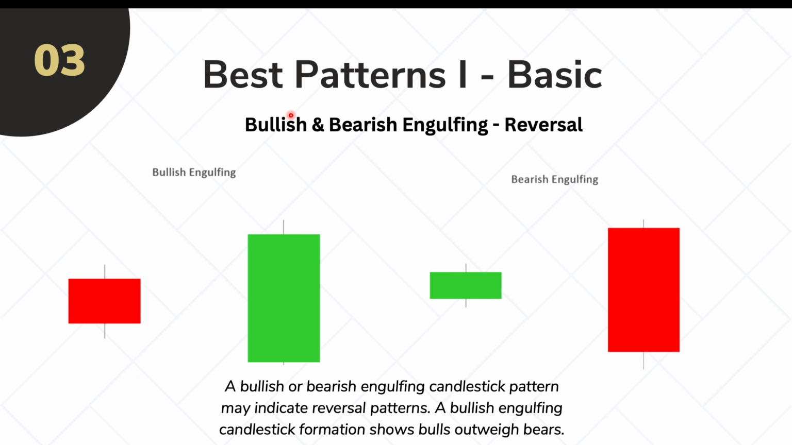The next one is engulfing candles, a bullish and a bearish engulfing. Also a reversal pattern. A bullish or bearish engulfing candlestick pattern may indicate a reversal. A bullish engulfing candlestick, for example, shows bulls, so buyers, outweigh bears, so sellers. This is a two-candlestick pattern. In this bullish example, you see a down close candle, open, high, low, close, but the next candle takes the low of the previous candle and the body closes all the way above the last candle's high.